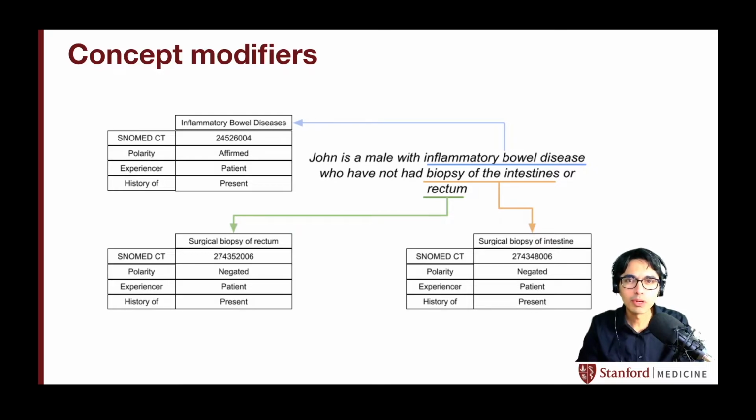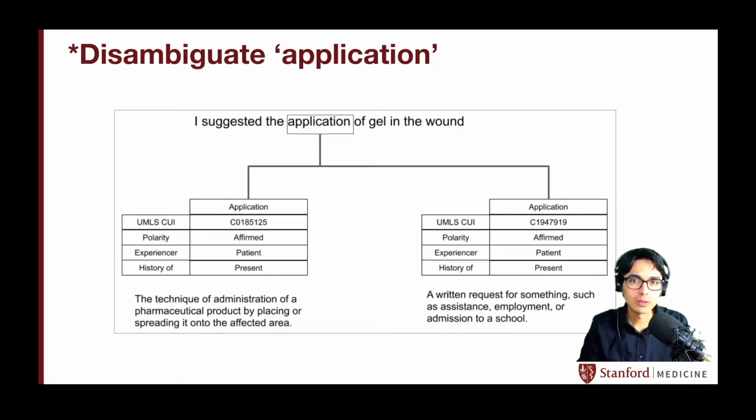Something that is very commonly found in clinical notes is that doctors may refer to family history and may say family history of cancer. In that particular case, those concept modifiers may be able to identify that the cancer that is being mentioned as present does not belong to the patient, but to one of their family members.